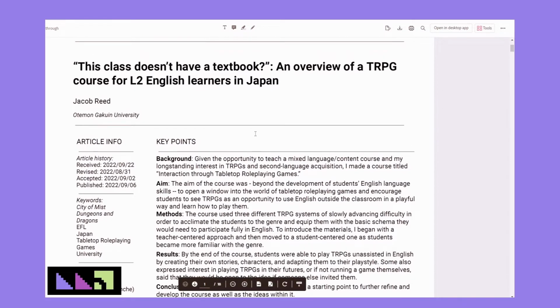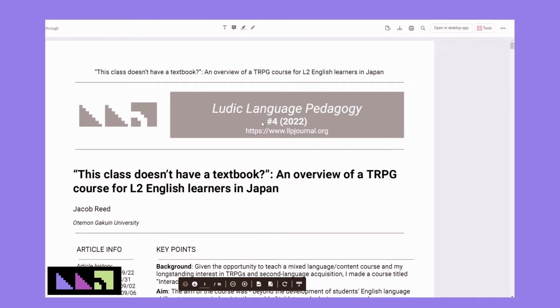Yes, I just need to scroll it down. Okay, so the title of Jake's paper was "This Class Doesn't Have a Textbook," and it was an overview of a TRPG course that he created for L2 English learners in Japan. The unique points of this paper are that he's using a TRPG, there was no textbook, and the paper is a walkthrough paper. So if I scroll up, you can see, this is a walkthrough paper.